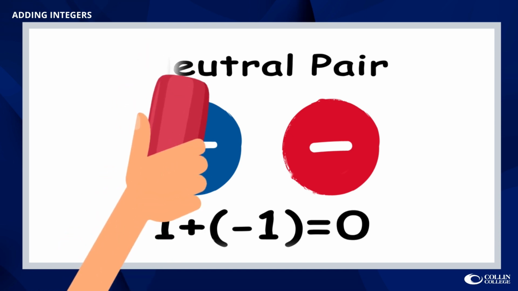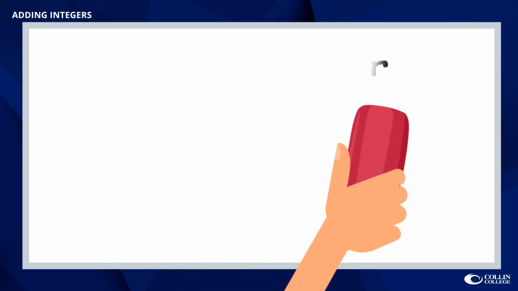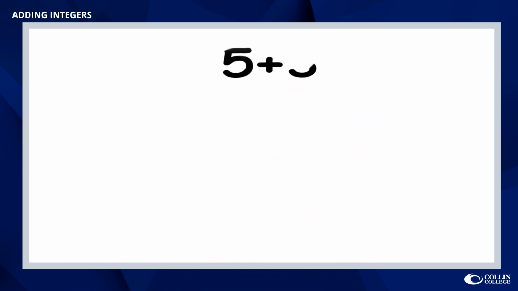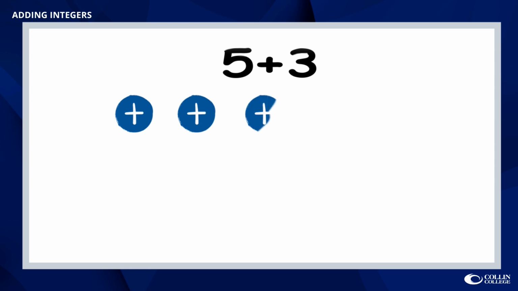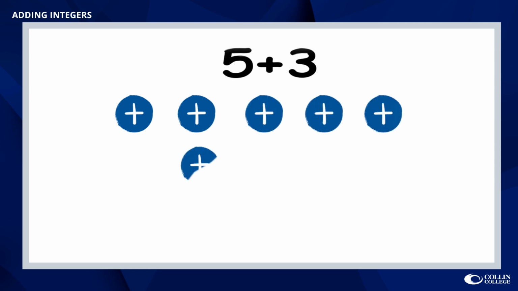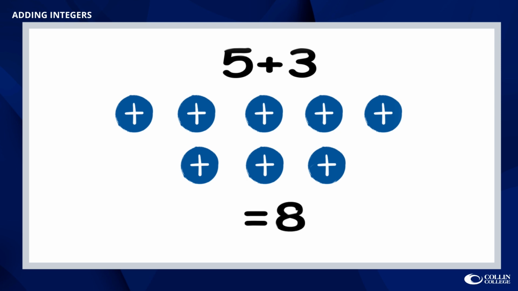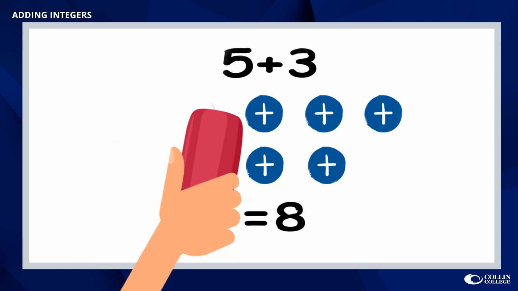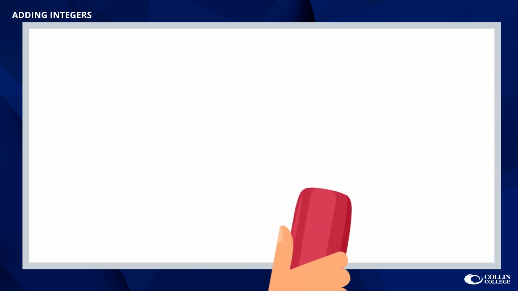Let's look at an example. I have 5 plus 3. This means I have 5 positives plus 3 positives. Well, when I add up how many positives I have all together, or how many blue circles I have all together, I have 8 positives, or 8 blue circles. That seems pretty easy. So let's look at the next one.